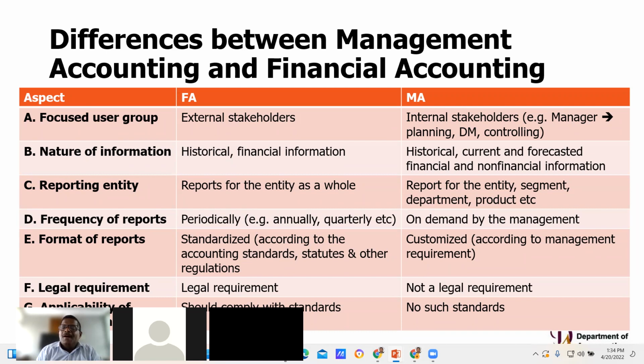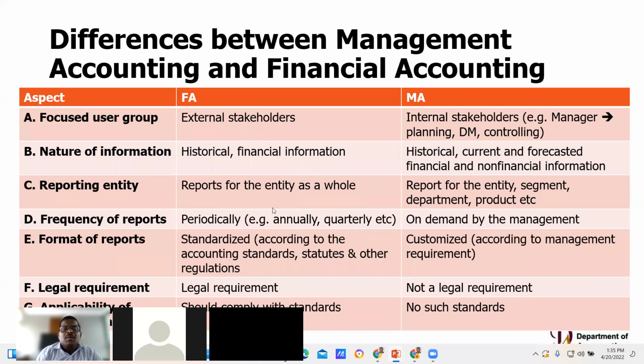So thereby, the management accountant should provide information not for the organization as a whole. He or she must provide information according to the requirement of the customer, or the manager, or the management, or the branch. That's why here we are putting reports for the entity, segment, department, product, etc. There is no particular unit, but you have to produce information.